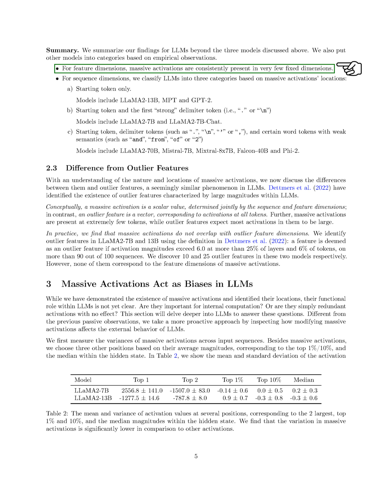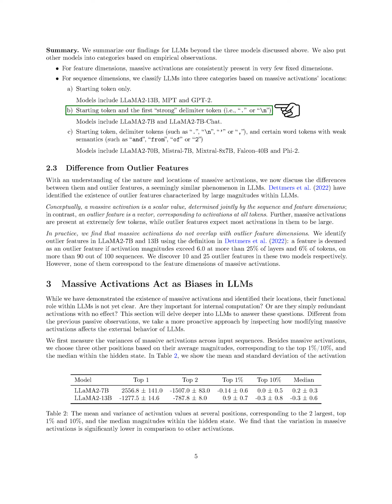Summarizing our findings across various models, we noticed that intense activations are typically found in very few feature dimensions. When it comes to sequence dimensions, we categorize the models based on where these activations occur. Some models show them only at the starting token, others at the starting token and the first strong delimiter, and a third group shows them at the starting token, various delimiters, and certain low semantic words.